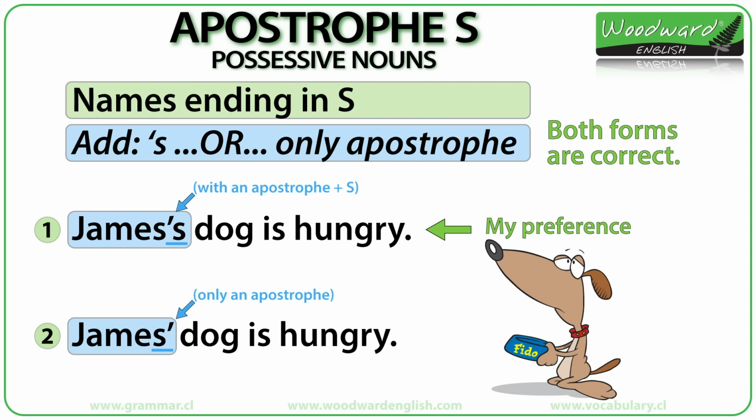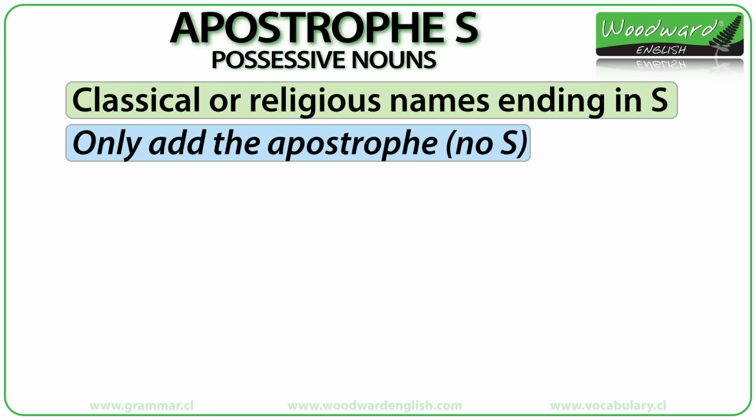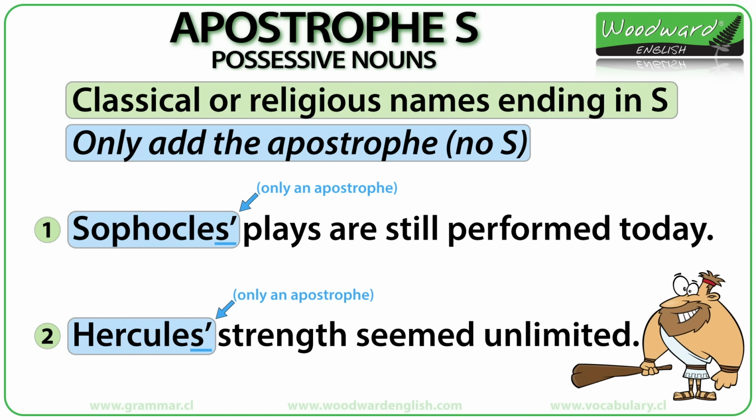My personal preference is using apostrophe S, as in the first example, because in spoken English we add the additional syllable "is" at the end, like James is. James's dog is hungry. But with classical or religious names ending in S, we only add an apostrophe. Sophocles' plays are still performed today. Hercules' strength seemed unlimited.